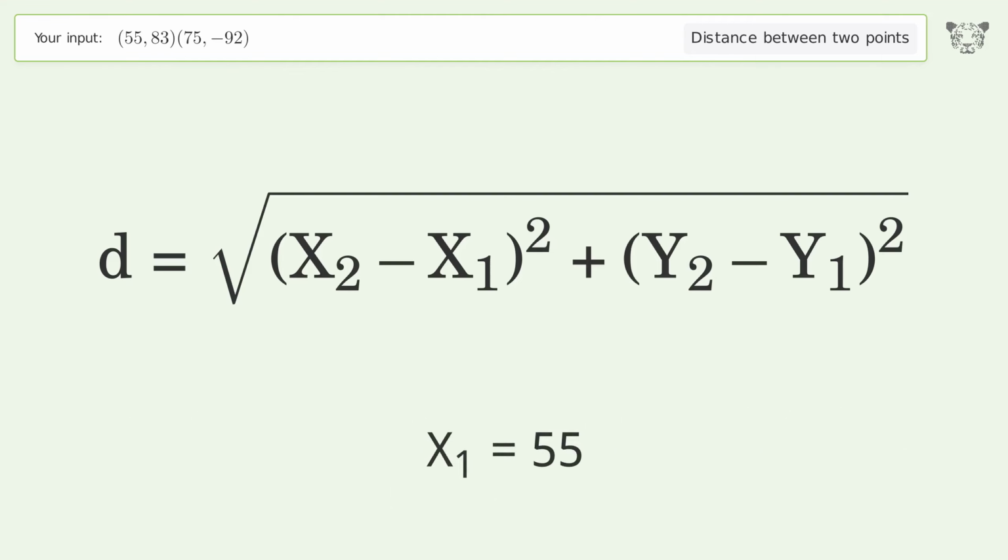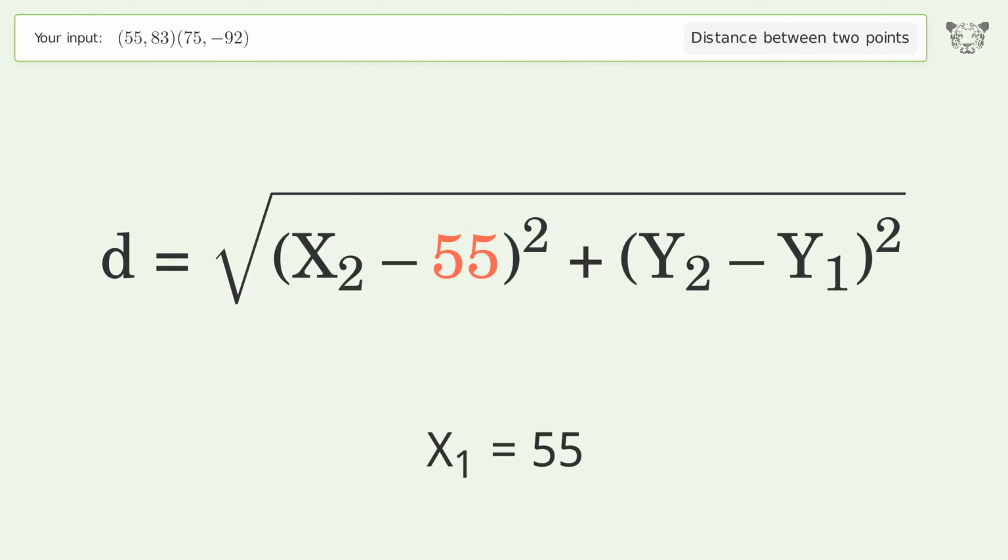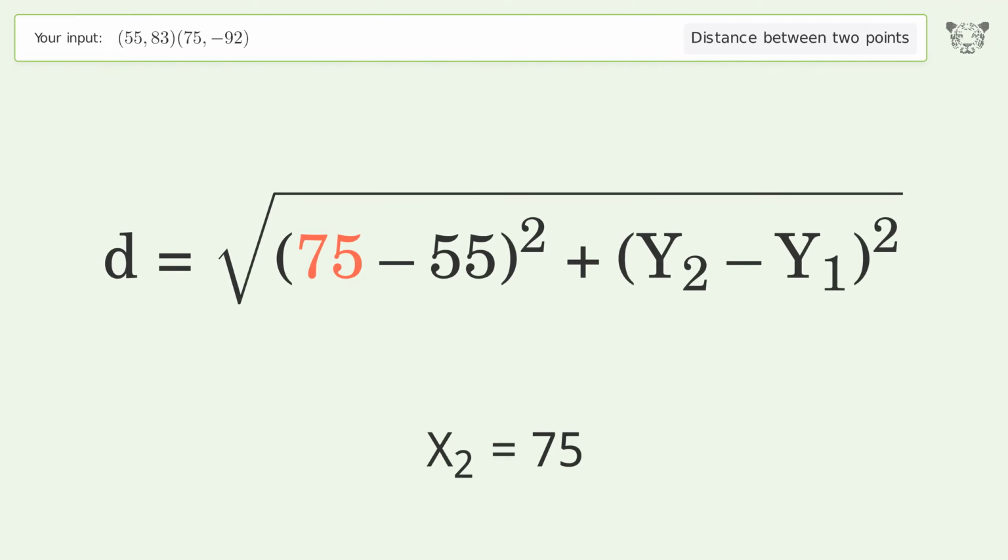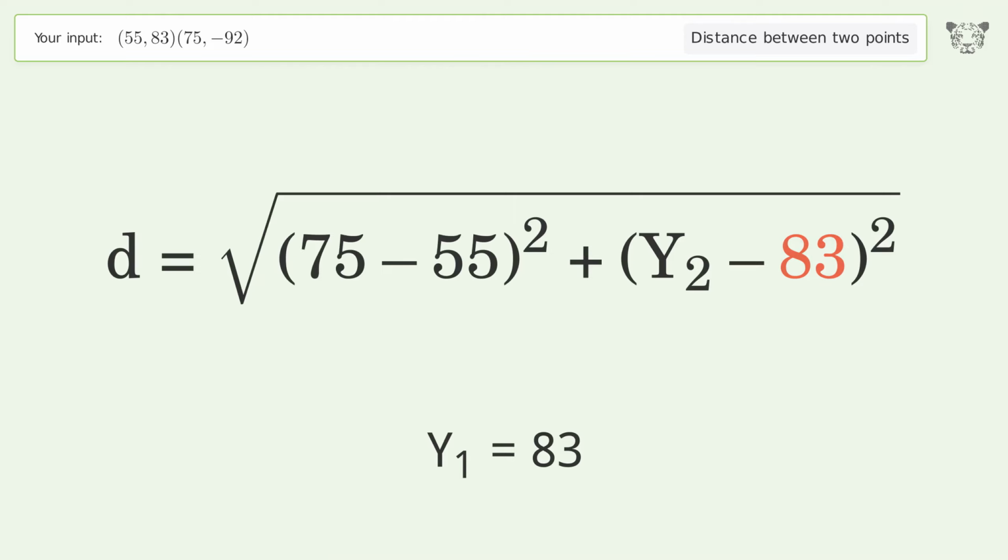x1 equals 55. x2 equals 75. y1 equals 83. y2 equals negative 92.